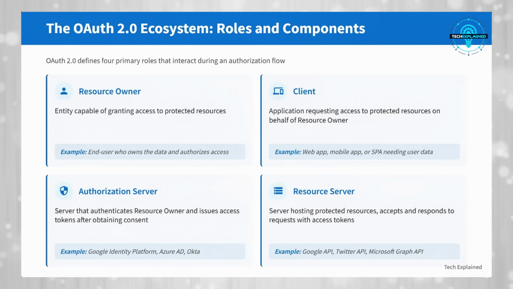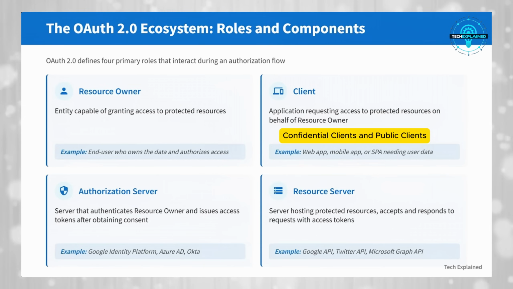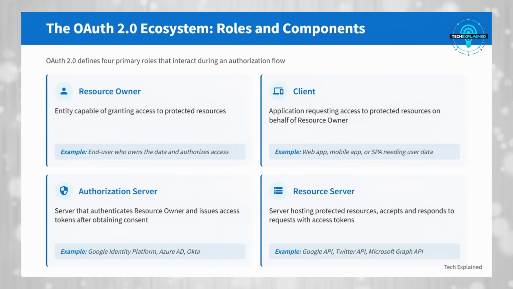Now, clients fall into 2 categories based on their ability to keep secrets: confidential clients and public clients. Confidential clients, like traditional server-side web applications, can securely store their credentials. Public clients, like SPAs or mobile apps, can't keep secrets because their code is exposed to users or can be decompiled.